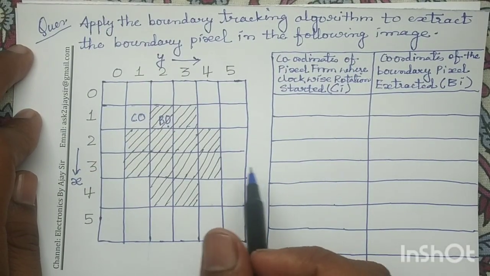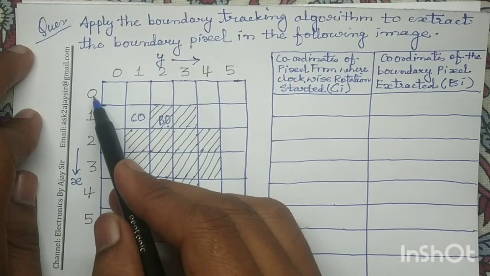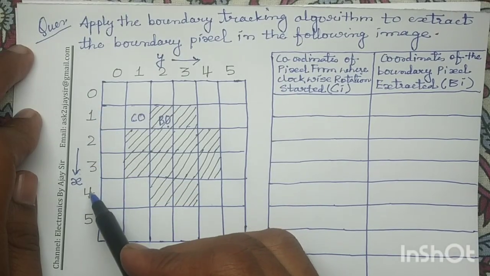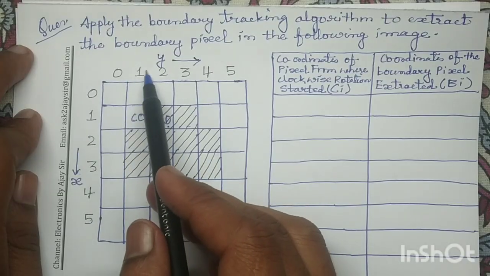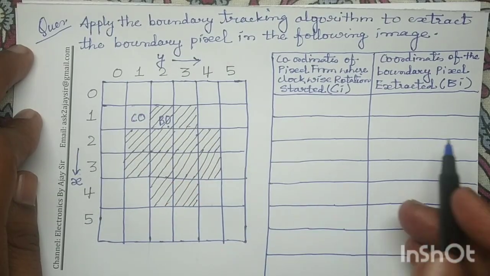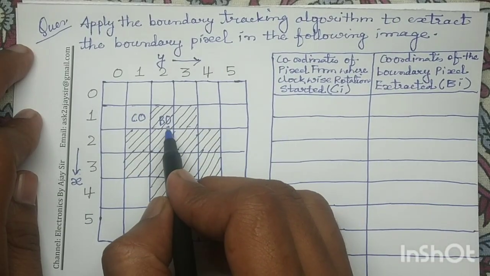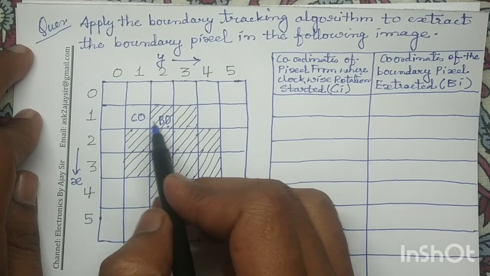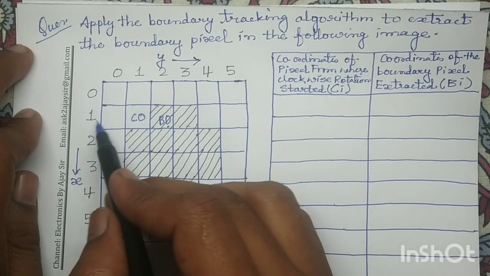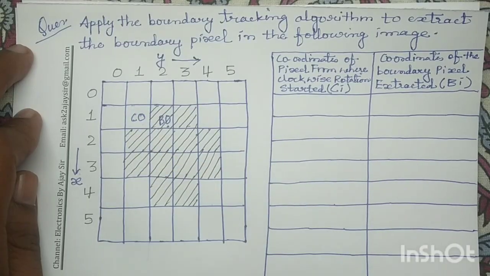So now look at the indexing. On the x-axis the indexing is 0, 1, 2, 3, 4, 5. In this direction, the y-axis, it is 0, 1, 2, 3, 4, 5. So the coordinate of B0 is 1, 2, and the coordinate of C0 is 1, 1.